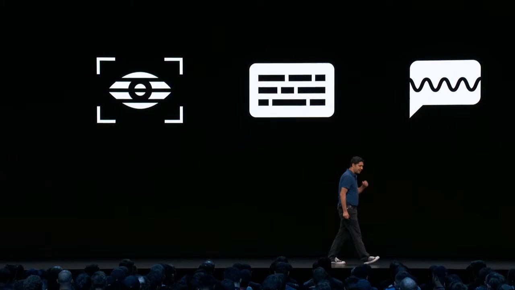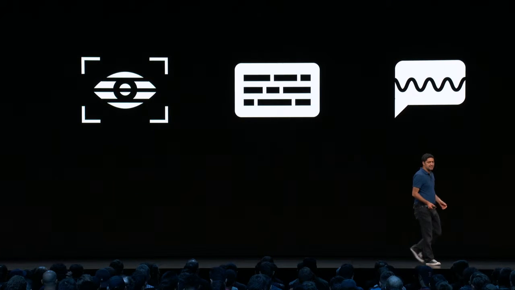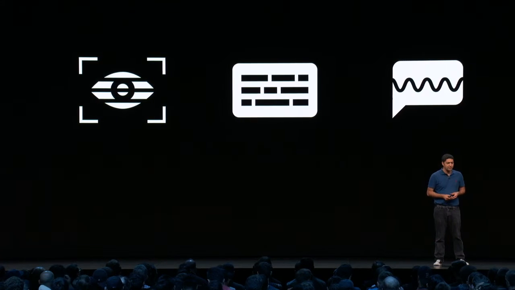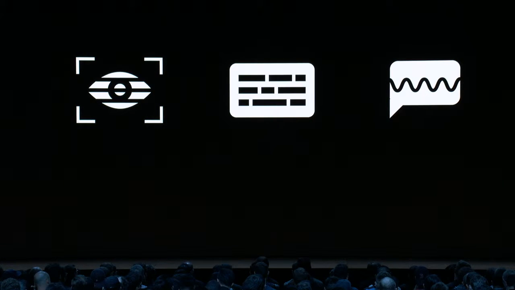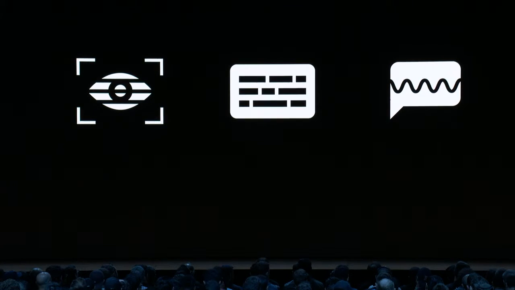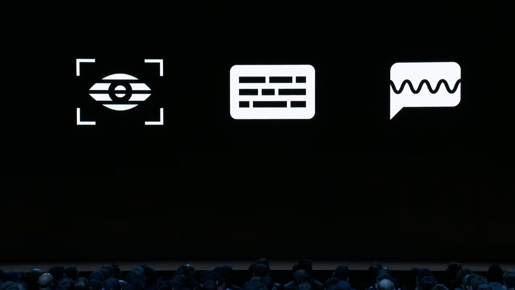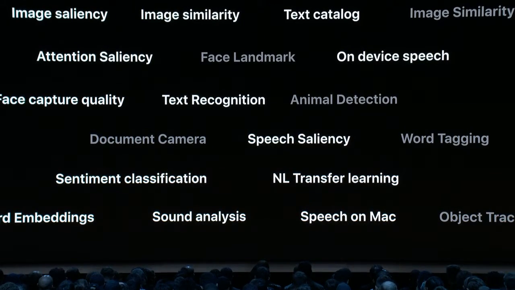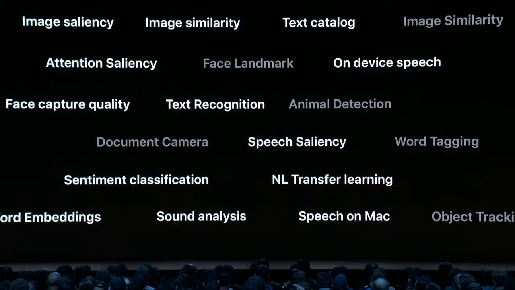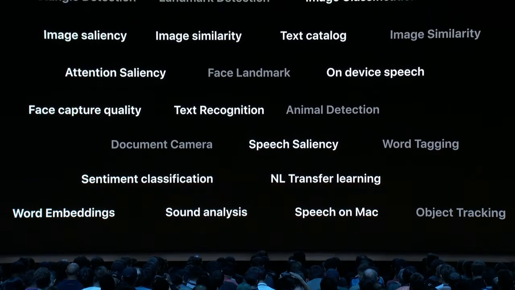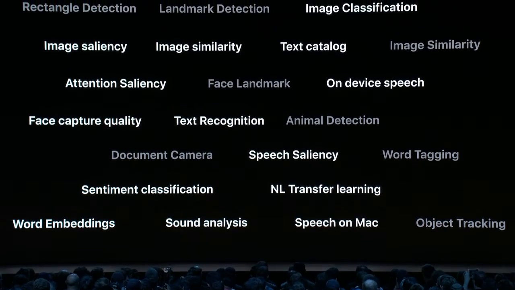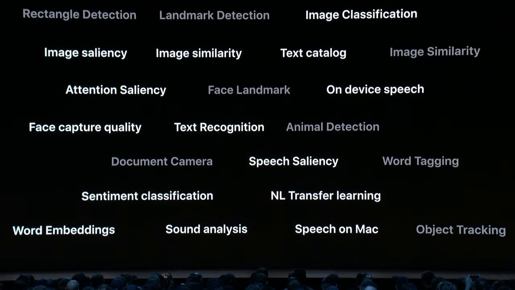The next big pillar of our offering is domain APIs. Domain APIs allow you to leverage Apple's built-in intelligence and models, so you don't have to worry about collecting the data and building the model. Simply call the API and be done. This year, we are significantly expanding our domain APIs. We have domain APIs in vision, text, speech, and sound. Now let's take a sneak peek of some of these APIs.